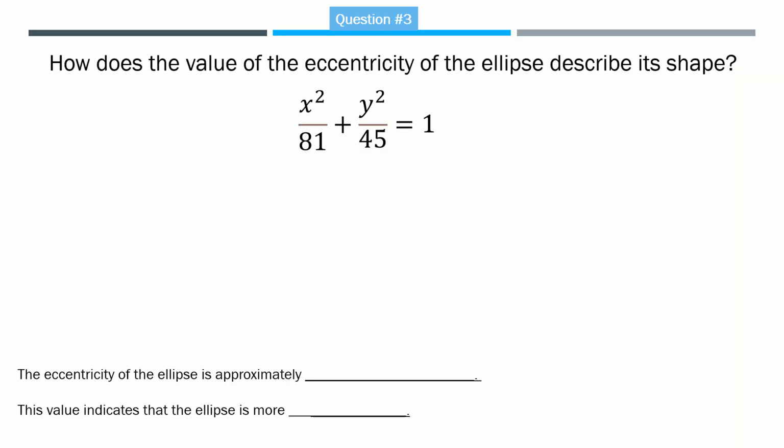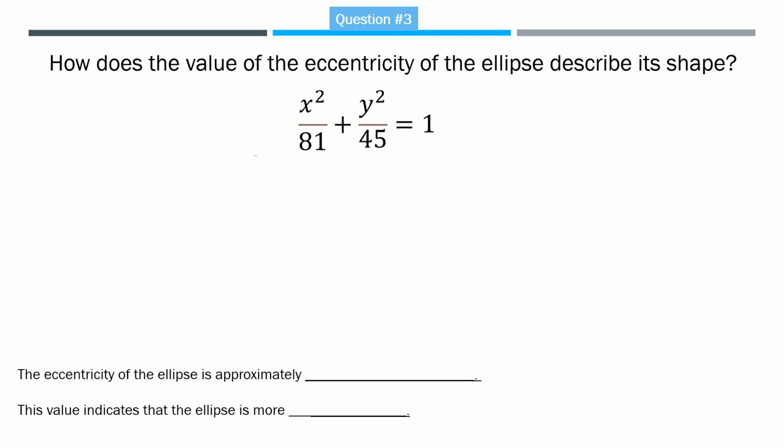All right, how does the value of the eccentricity of the ellipse describe its shape? The definition of eccentricity is how much a conic section, a circle, an ellipse, a parabola, or a hyperbola, actually varies from being circular. In this example, we're going to look at how flat or how round the shape of the ellipse is. The more flattened the ellipse is, the greater the value of its eccentricity. The more circular, the smaller the value, or closer to 0, is the eccentricity. So the eccentricity ranges between 1 and 0.